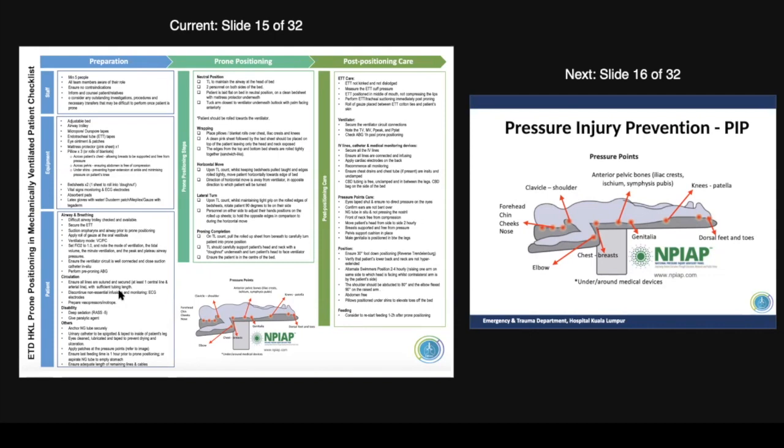Okay. Next one ialah ECG. Contohnya patient tu ada ECG electrodes, ada skin tag kat depan ke apa, remove everything. When you proning, you want to remove all the ECG electrodes.